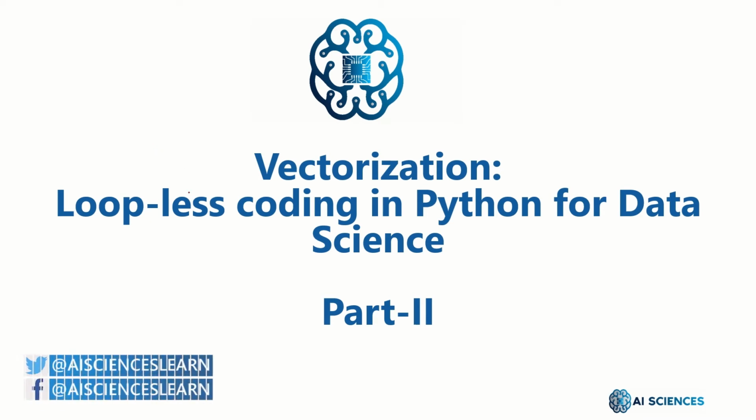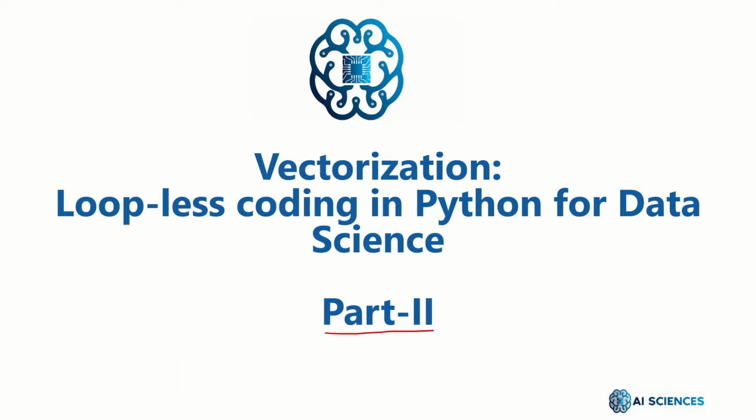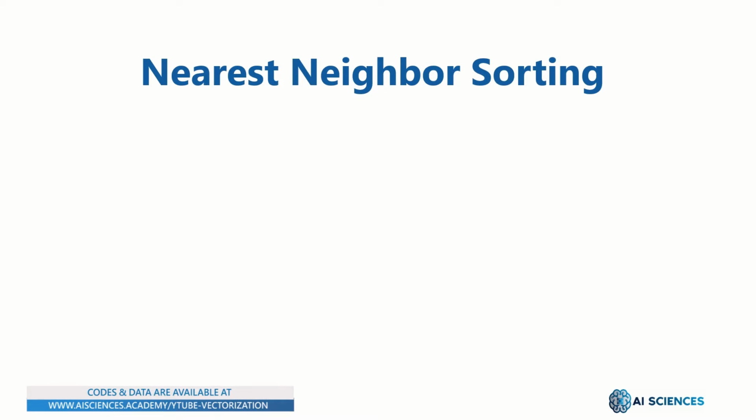Okay, welcome to part 2 of the video series Vectorization, Loopless Coding in Python for Data Science. In this particular part, we are going to focus on a very famous problem in data science and machine learning, sometimes known as nearest neighbor sorting. And the concepts we are going to learn in this part are also the basis for implementing k-nearest neighbor, which is a very famous classifier in machine learning.